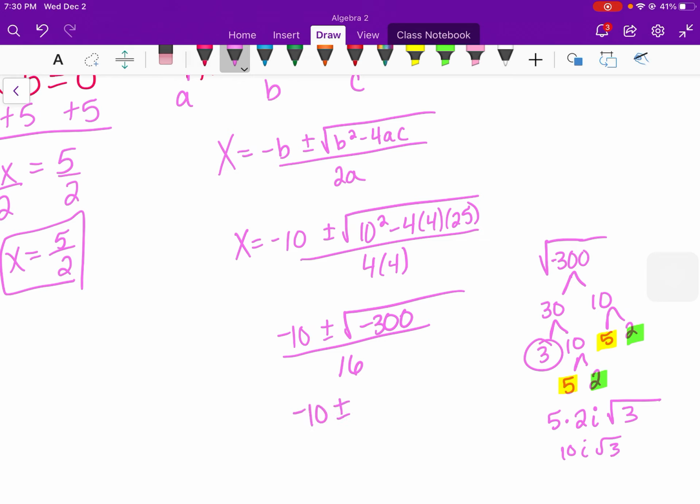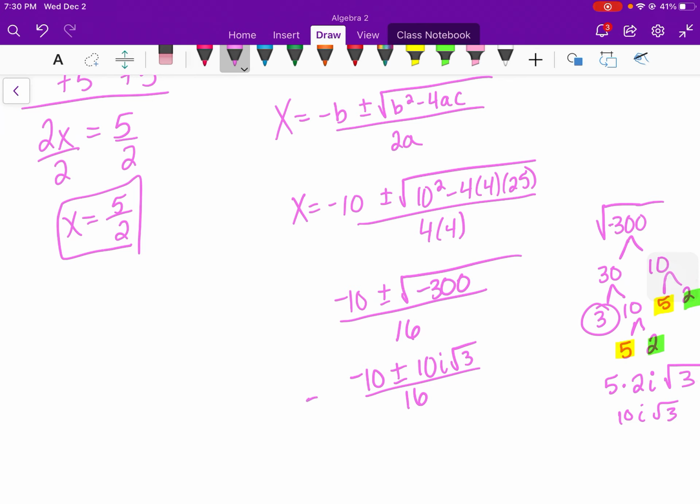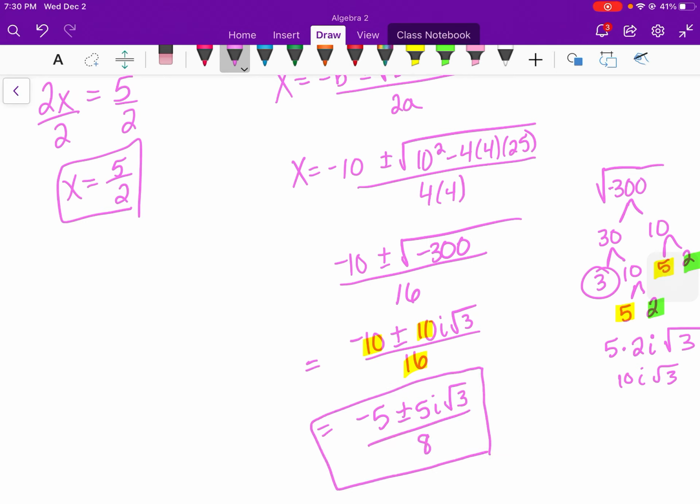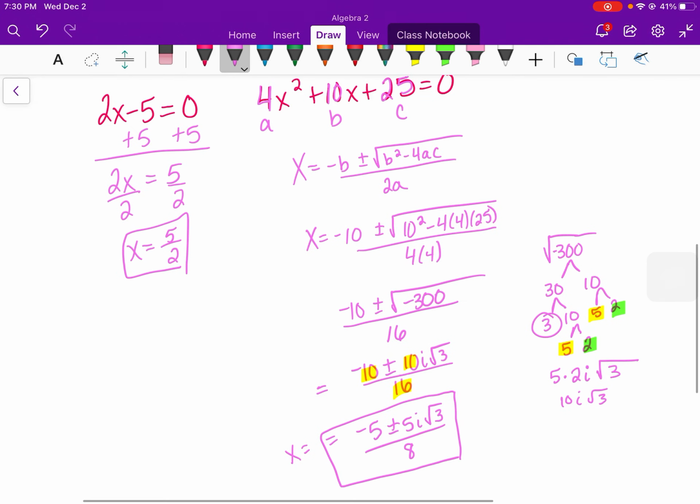So then it's negative 10 plus or minus 10i square root of 3, all over 16. And this one does go one more time. Since 10, 10, and 16 are all coefficients, I can factor out a 2 from all of them. Dividing each by 2 gives negative 5 plus or minus 5i square root of 3, all over 8. And those are your 3 answers. You get 2 answers here because it's plus and minus, and 1 answer there with the fraction. Okay, I hope that helps.